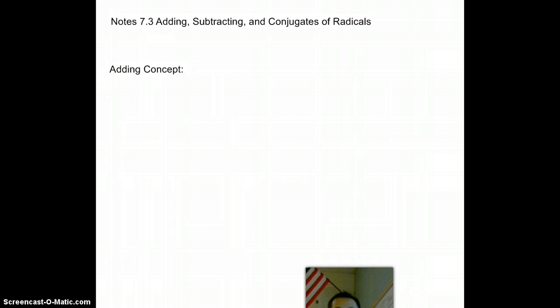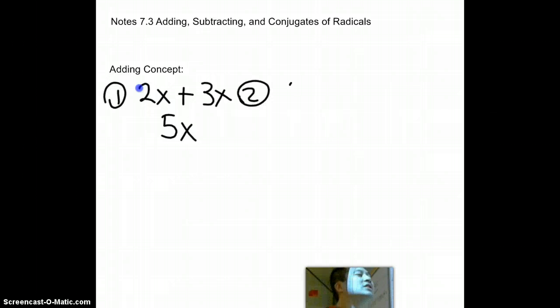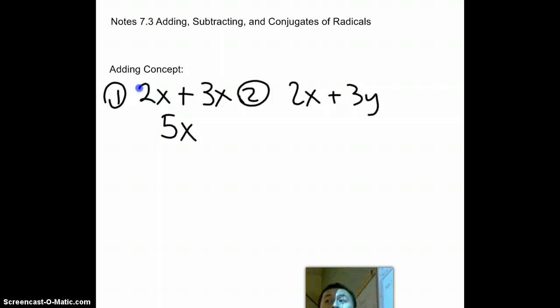Take a look. Concept-wise, when you're adding something, let's say 2x plus 3x, how do you add that? First of all, you just add the coefficients. That becomes 5x. Do you change the x at all? No, not really. So adding is pretty simple, right? What if you had 2x plus 3y? Can you add those together? Not really, because the variables are different. Since you can't add them together, you just leave it as that. That's the understanding behind adding.